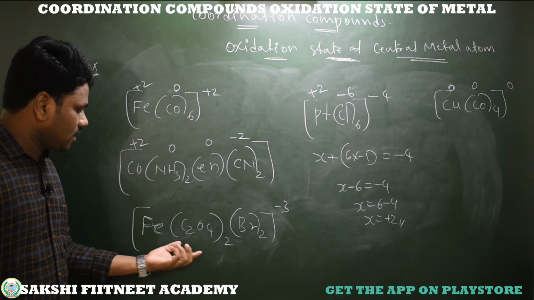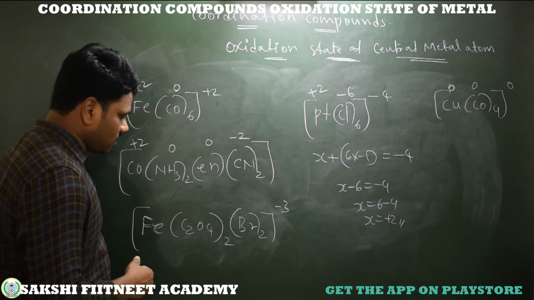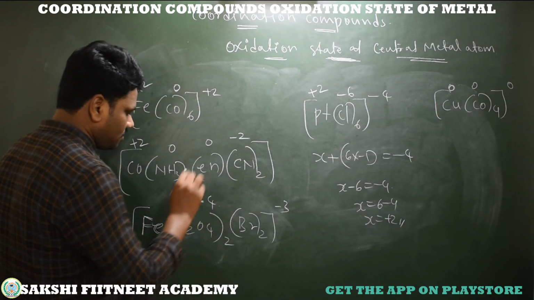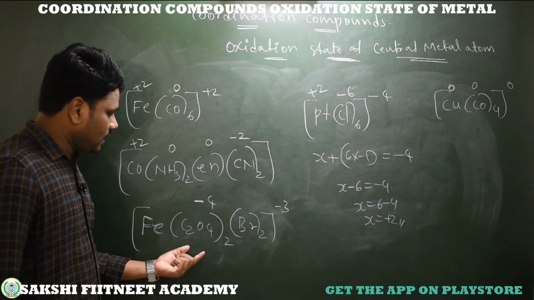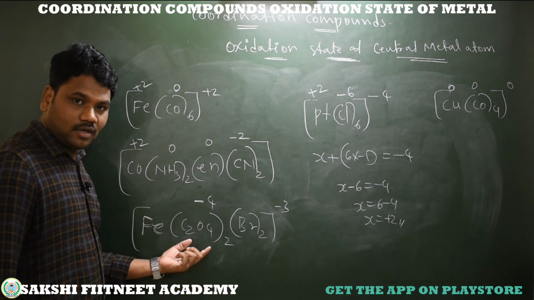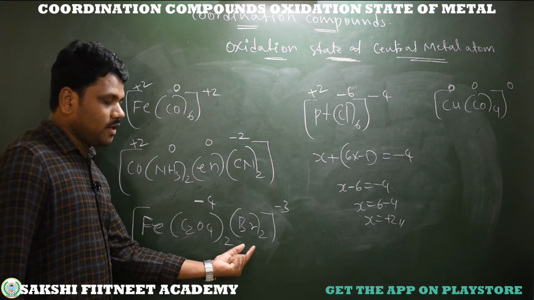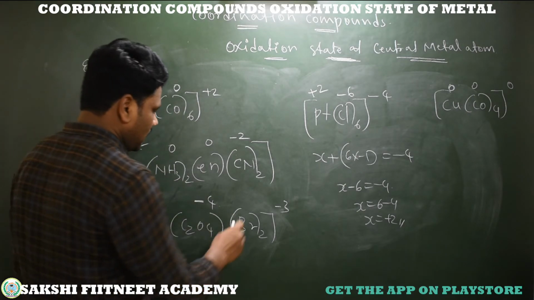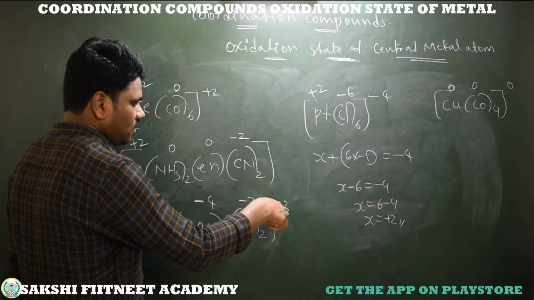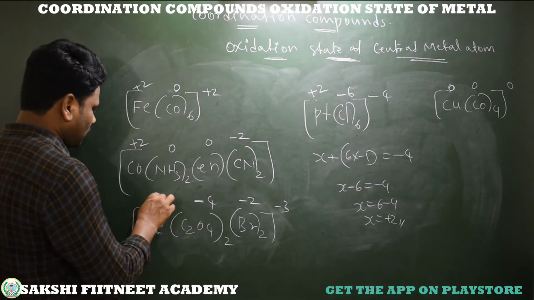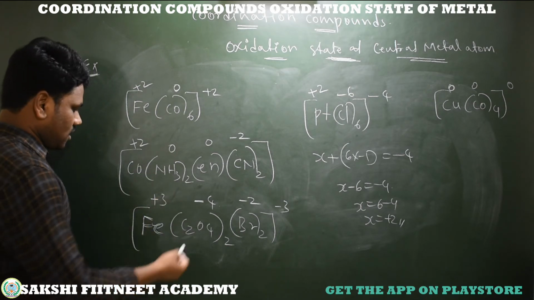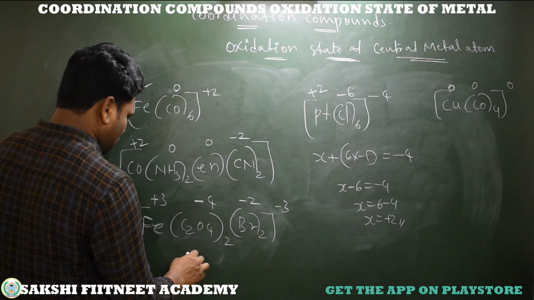See, it's an oxalate. Each oxalate gives -2 oxidation state. Here we have 2, that means -4. It's a bidentate ligand, each gives -2 oxidation state. Here we have 2 oxalate ligands, -4. Each bromine gives -1, so 2 bromines are there. It becomes -2. -4 -2, it becomes -6. Overall charge is -3. So obviously what is the oxidation state of ferrous? It's +3.